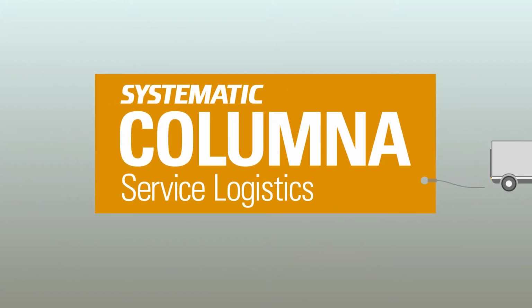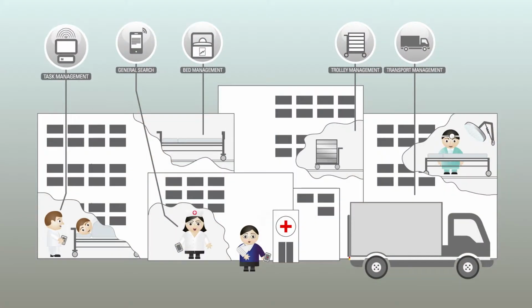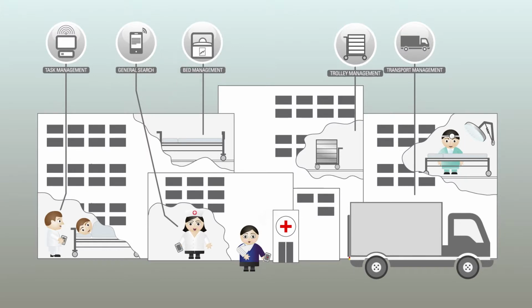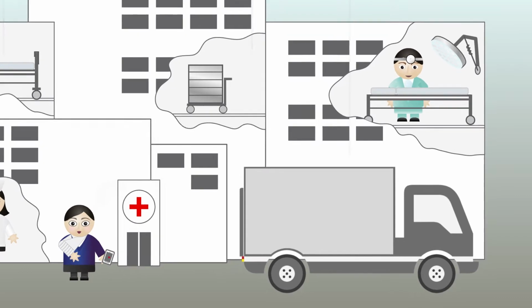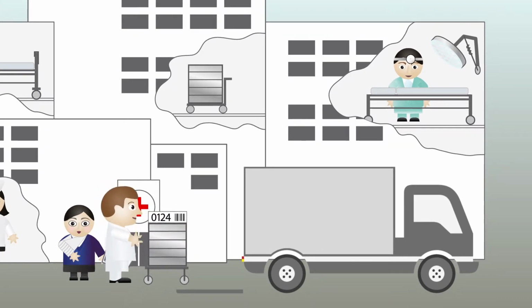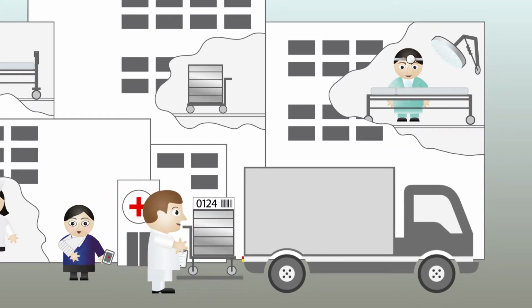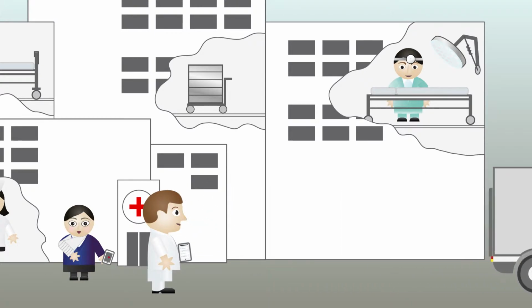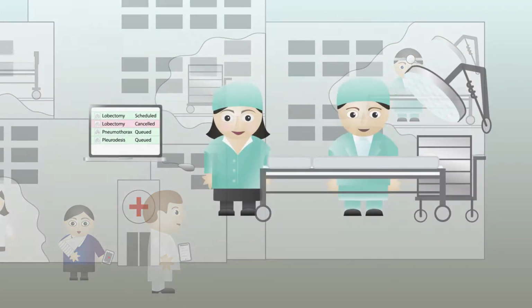Columna Service Logistics consists of a number of applications which individually and as a whole support operations and services at the hospital. Now we will see how the task management and transport management applications help to locate and deal with the many items that must be moved between different hospitals.